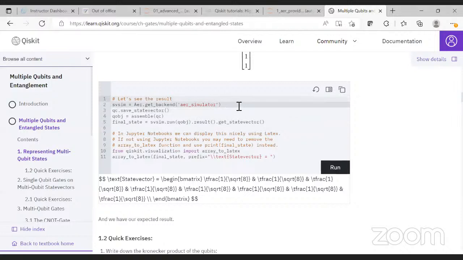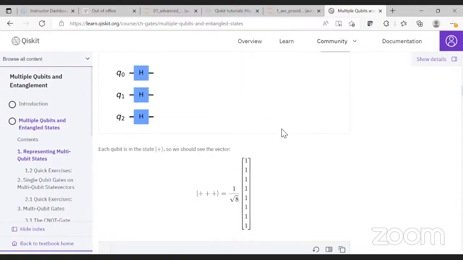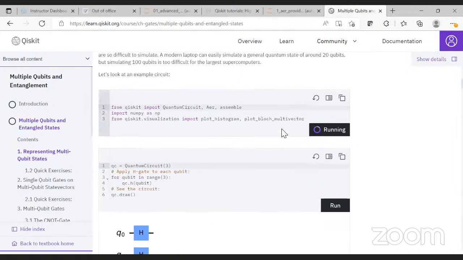I have a question: does it take so much time to execute that? Like you started the execution in the beginning and now it is still executing? No, if I have to execute, I have to go into something called IBM Quantum Experience.